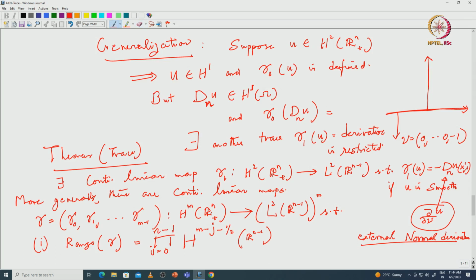The kernel of gamma is nothing but your H^1_0 of R^n_+, the density part. So, you have a more general theorem. This proof you do not have to prove separately because it follows; the first part is the proof.